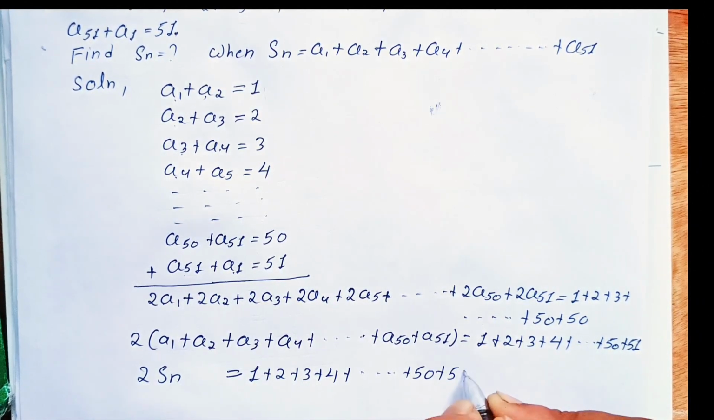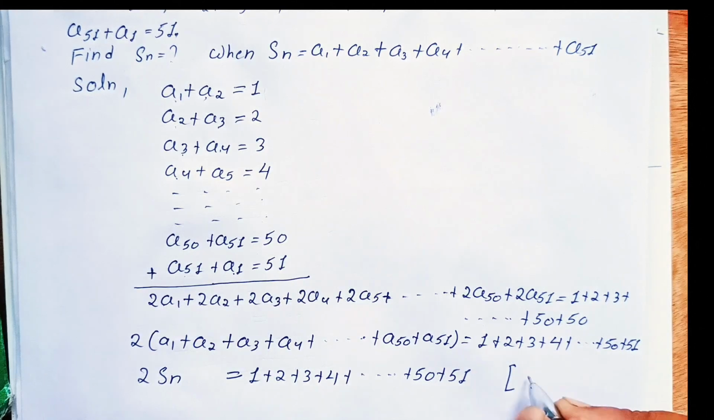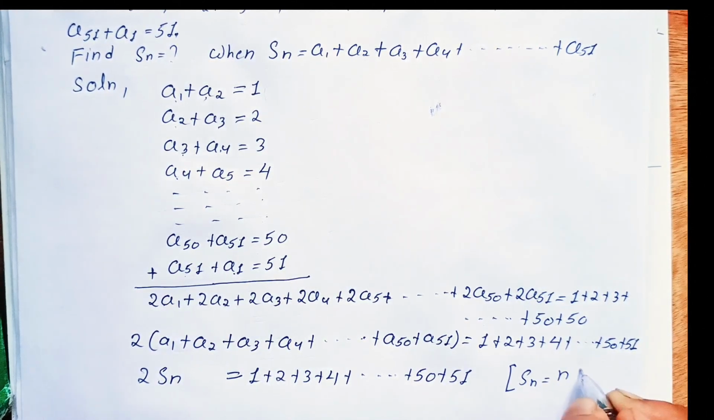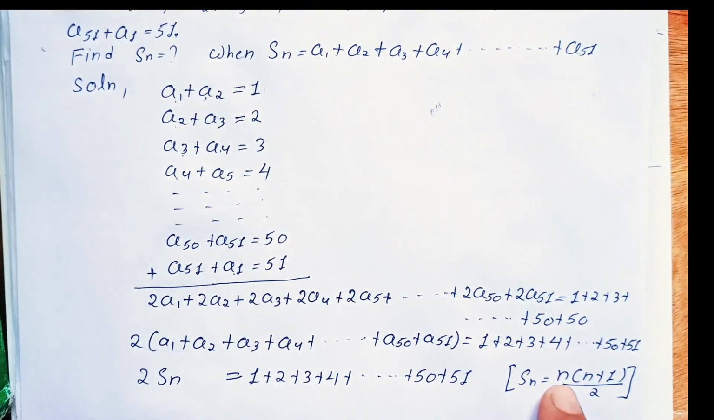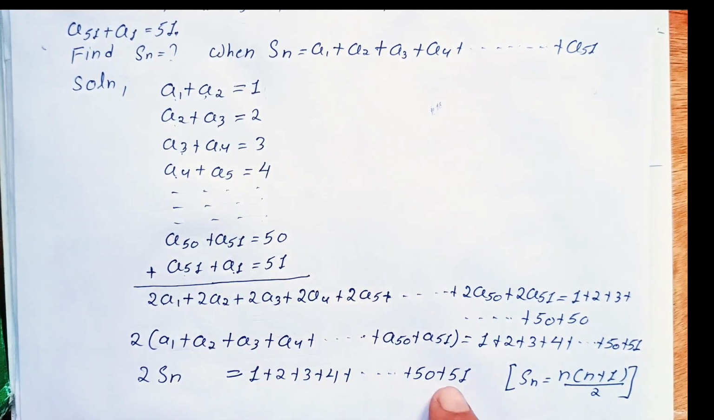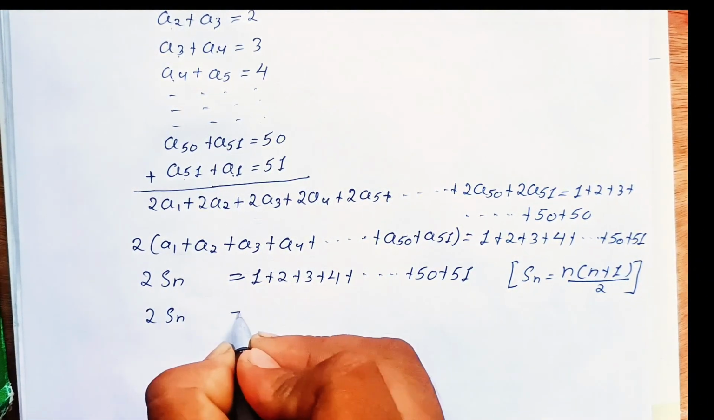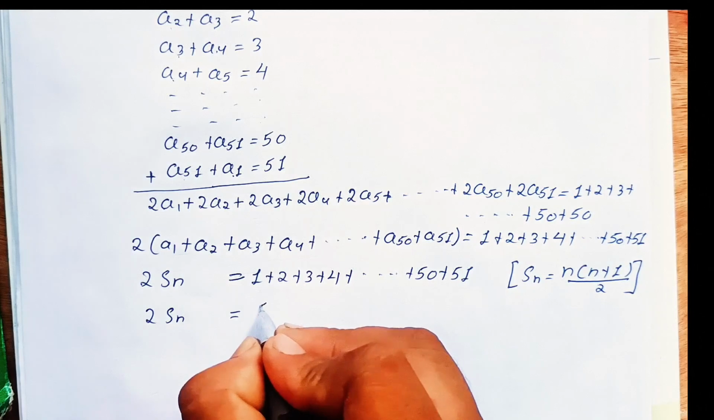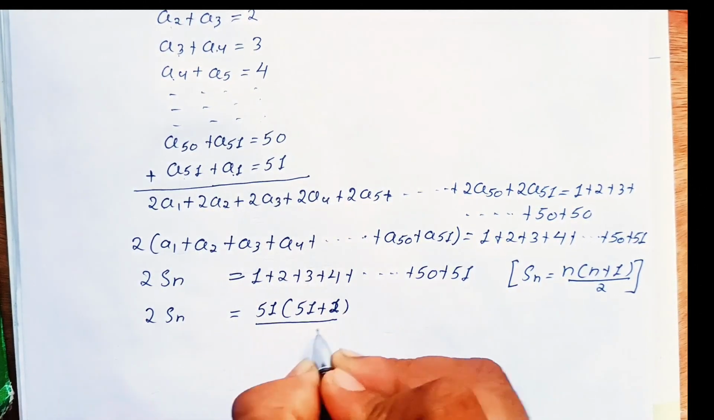50 and plus 51. Here we have the sum of n natural numbers, and the sum of n natural numbers is given by Sn equal to n into n plus 1 divided by 2, where n is the number of terms. So for n we put the value 51 because here are the total 51 terms. So 2 times Sn is equal to 51 into 51 plus 1 upon 2.